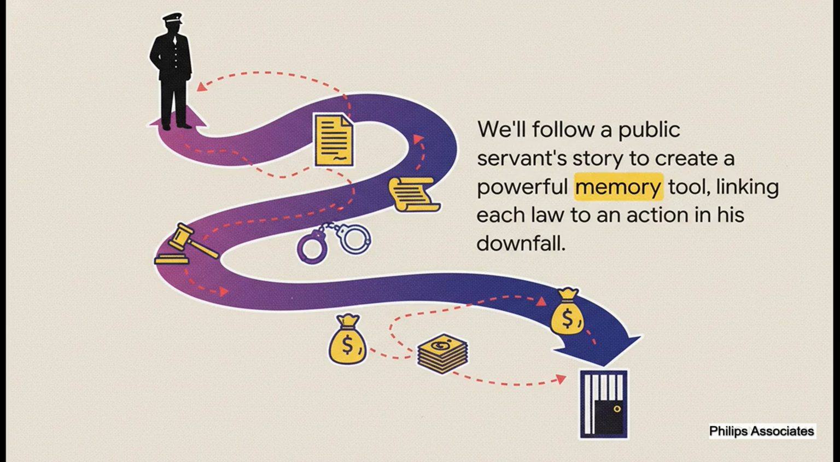We're going to follow the downward spiral of one corrupt public servant. By linking each specific law to a step he takes in his story, we're creating this really powerful memory tool. It's going to connect each section one after the other like a chain.